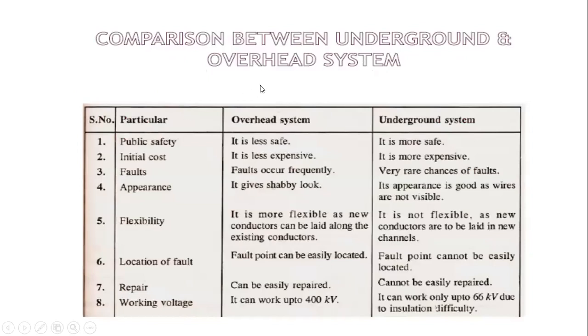Next, what is the comparison between underground and overhead systems? This is the comparison between the overhead system and the underground system. First is public safety. The overhead system is less safe for the public; the underground system is safer for the public. Next is initial cost. The cost of the overhead system is less, and the cost of the underground system is more.